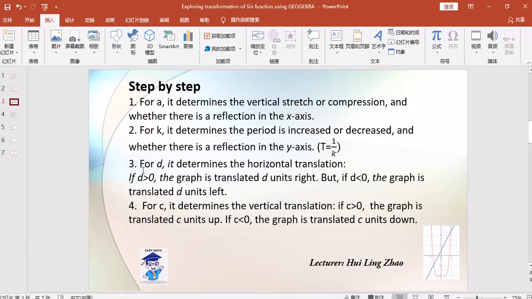Third, for d, it determines the horizontal translation. If d is more than 0, the graph is translated d units right. But if d is less than 0, the graph is translated d units left. The last one, for c, it determines the vertical translation. If c is more than 0, the graph is translated c units up. If c is less than 0, the graph is translated c units down.